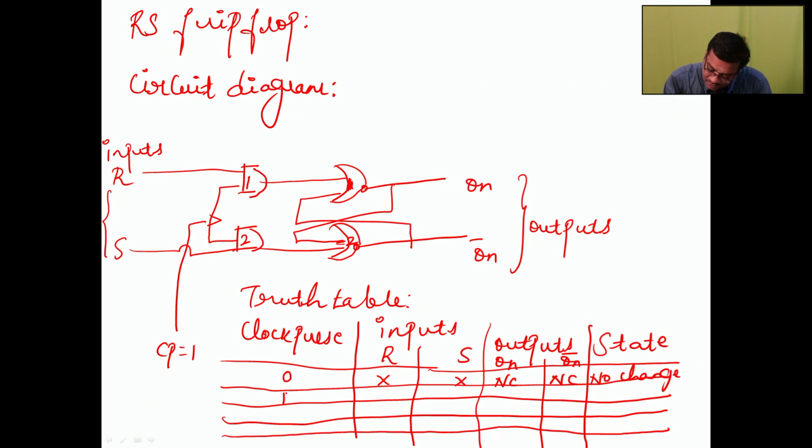Similarly, when the clock pulse is 1 and I am giving 0 0 as an input, we will get the output: no change.